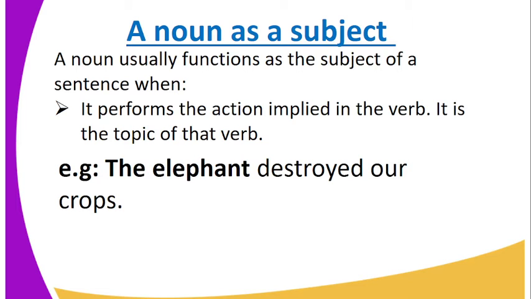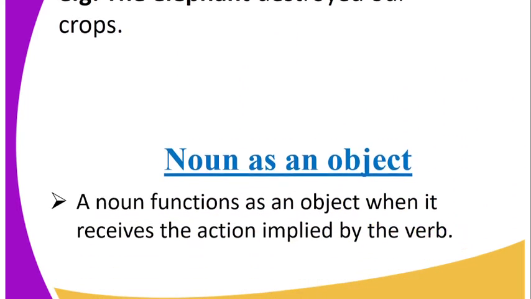For example, in the sentence below, the elephant destroyed our crops. So we have our noun there as the elephant, which is the doer of the action. The elephant is the one that destroyed the crops. So it is the doer of the action, so it is our subject. The noun is acting as our subject.